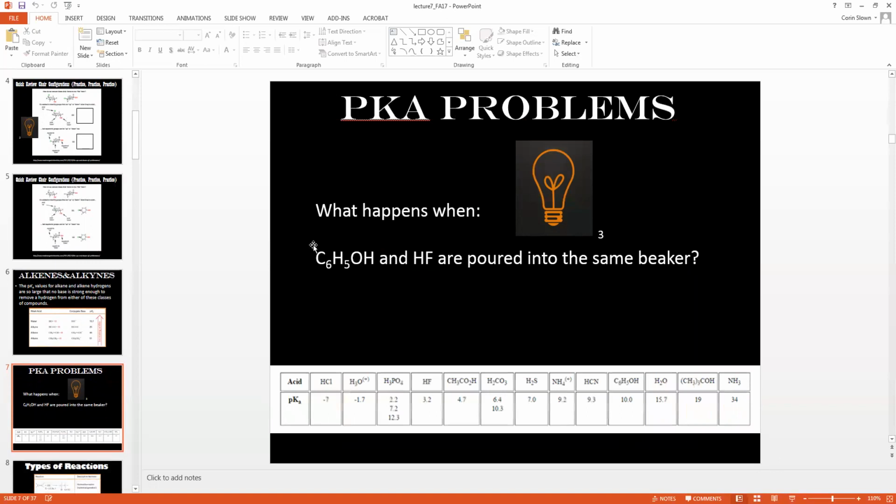So if I had phenol, that's C6H5OH, and I can find that here with a pKa of 10, and HF with a pKa of 3.2 are poured into the same beaker, what's going to happen? So you need to go through a process that we've described previously, where you identify which is your stronger of the two acids based on pKa. That means the other compound is then going to function as a base. Then you need to think about what will form your conjugate acid and your conjugate base, and then think about what's the direction of equilibrium.